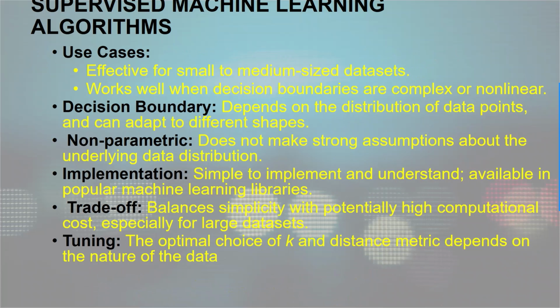Implementation is simple to implement and understand, and available in popular machine learning libraries. And we have the trade-off, which balances simplicity with potentially high computational cost, especially for large data sets. Then we have tuning, where the optimal choice of k and distance metric depends on the nature of the data.